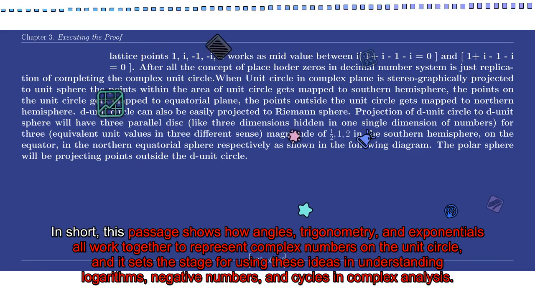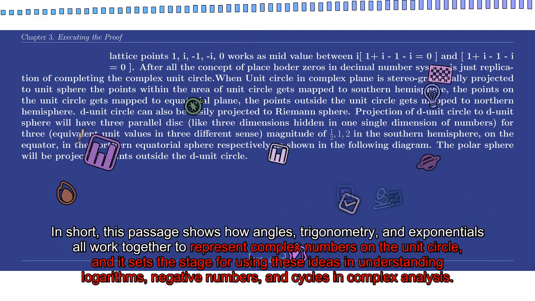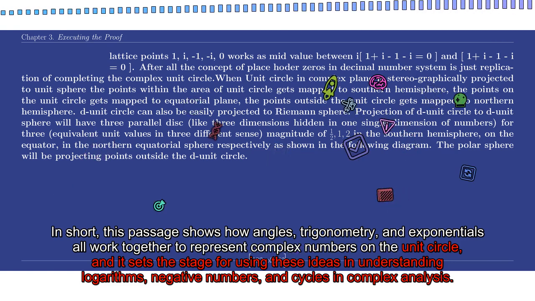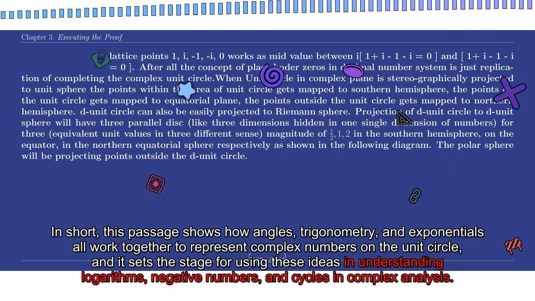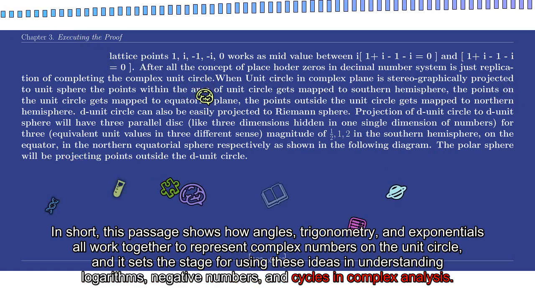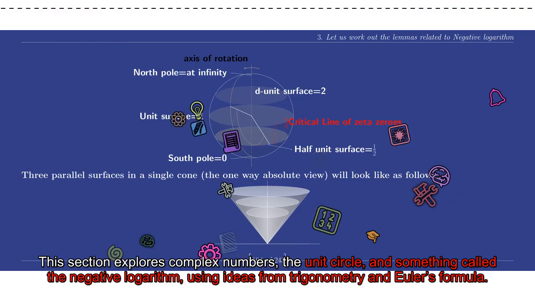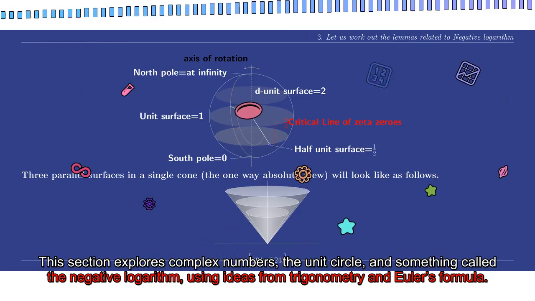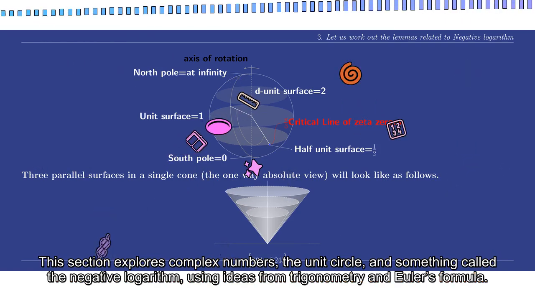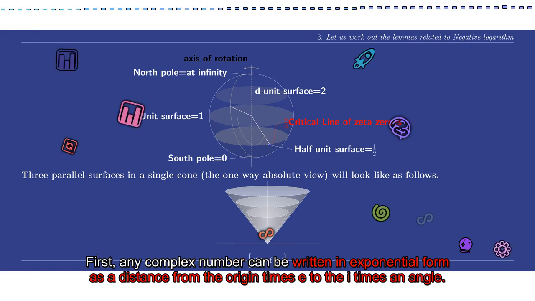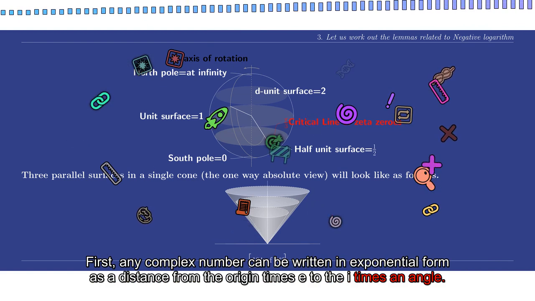In short, this passage shows how angles, trigonometry, and exponentials all work together to represent complex numbers on the unit circle, and it sets the stage for using these ideas in understanding logarithms, negative numbers, and cycles in complex analysis. This section explores complex numbers, the unit circle, and something called the negative logarithm, using ideas from trigonometry and Euler's formula. First, any complex number can be written in exponential form as a distance from the origin times e to the I times an angle.